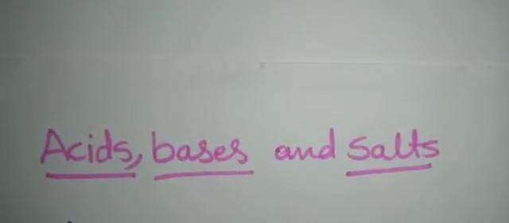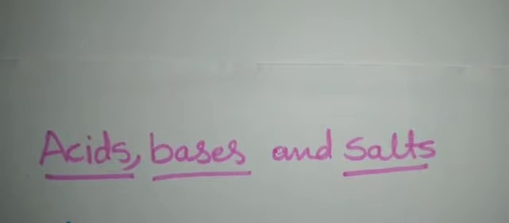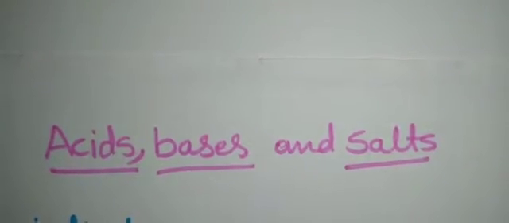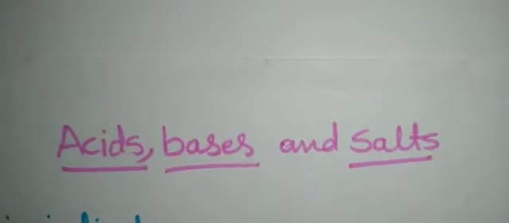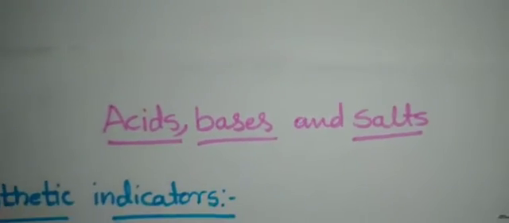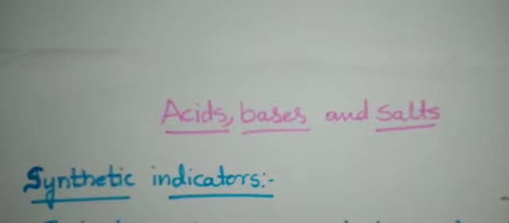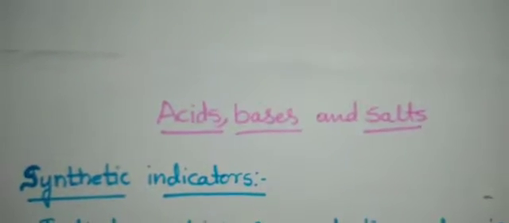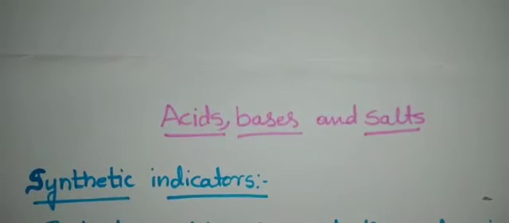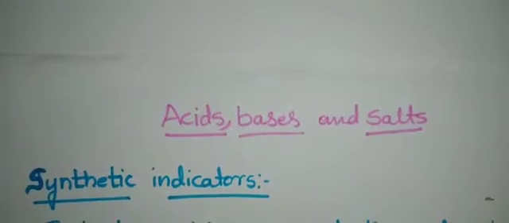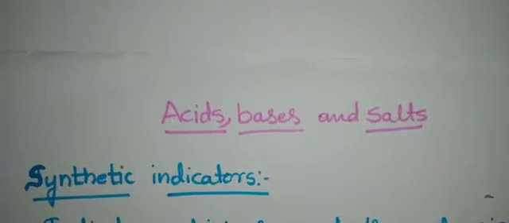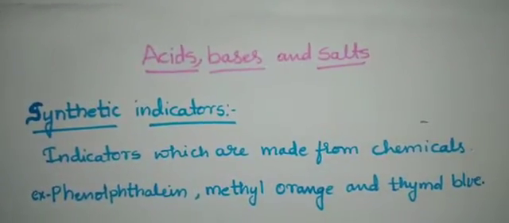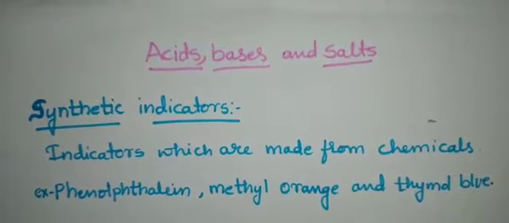We are learning the chapter acids, bases and salts, and in that we are learning about indicators, which indicate whether the solution is acidic or basic. In the previous class we studied natural indicators, which are extracted from plants. Today we are going to study synthetic indicators, which are manufactured in the laboratory or created by humans.